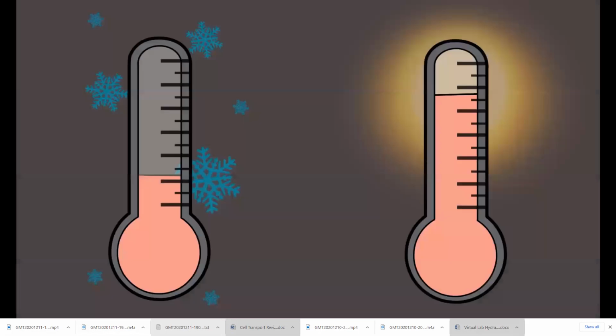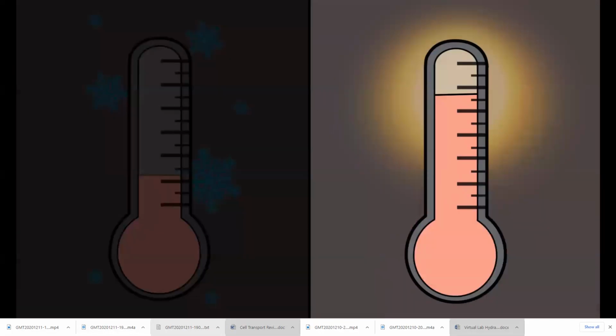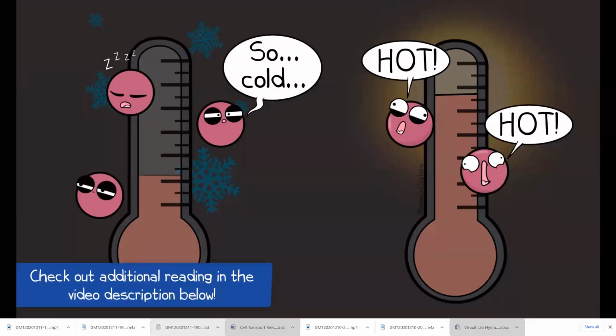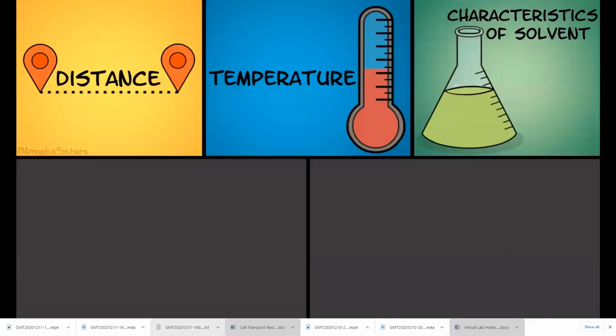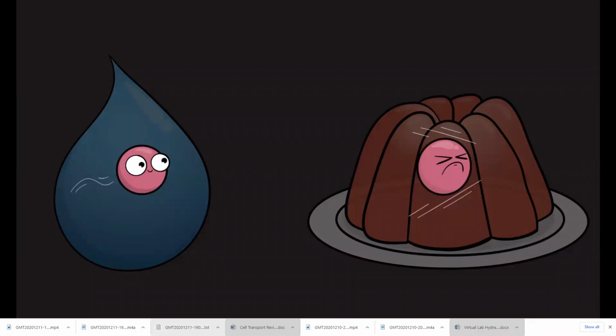Temperature. Okay, really quick, would you think a higher temperature or a lower temperature would increase the diffusion rate, assuming everything else is constant for the point of the comparison? Generally, a higher temperature. A higher temperature generally would mean there is more movement of the molecules, so the diffusion rate is increased. This has to do with energy, so check out the link in the description for more about that. Characteristics of the solvent. For example, is the solvent very dense? That could slow the molecules down and decrease the diffusion rate.